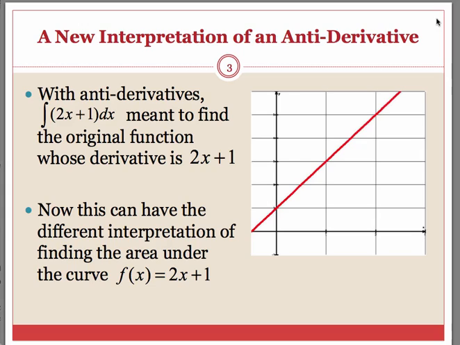And you learned how to do that by using the power rule for antiderivatives, and I'm sure you could very easily figure that out really quickly. So now we're just going to look at a slightly different interpretation. Instead of finding the original function whose derivative would be 2x plus 1, now we're going to think of it as finding the area under the curve f of x equals 2x plus 1.